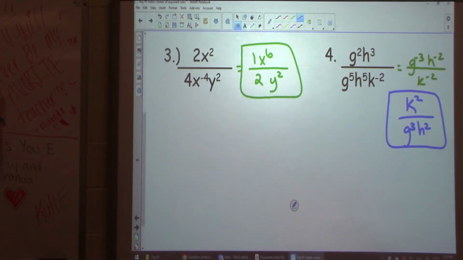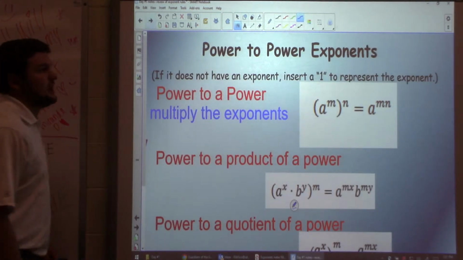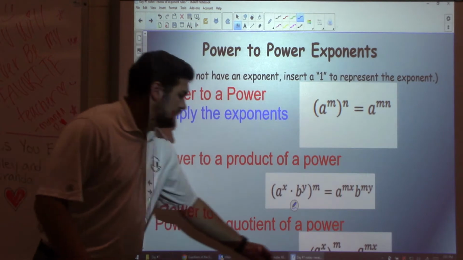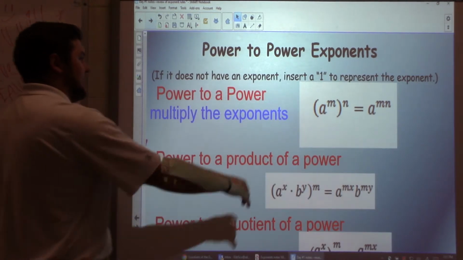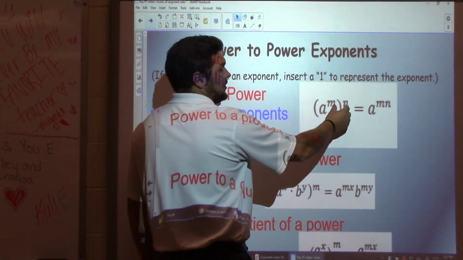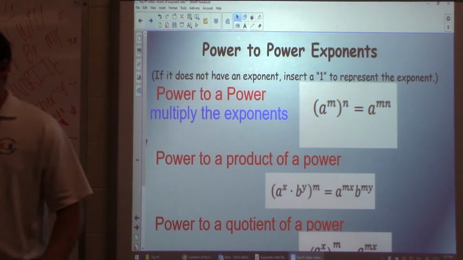Woohoo! Alright? Okay, last few rules we're going to talk about: power to a power with exponents. So, power to a power, we're going to multiply our exponents. So if it's like a to the m power and then you raise it to the n again, we're multiplying your two exponents, m times n.